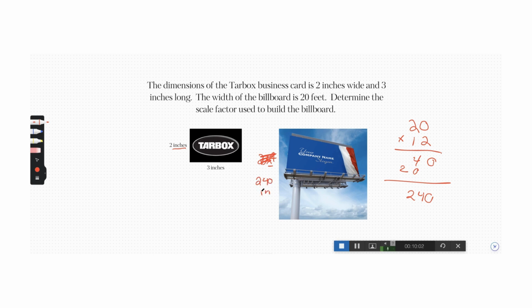All right. So now what I can do is I can now figure out the scale factor by comparing the corresponding sides. Okay. So here we have 240, and here we have 2. All right. So when I do 240 divided by 2, I get 120. So the scale factor for this problem is 120.